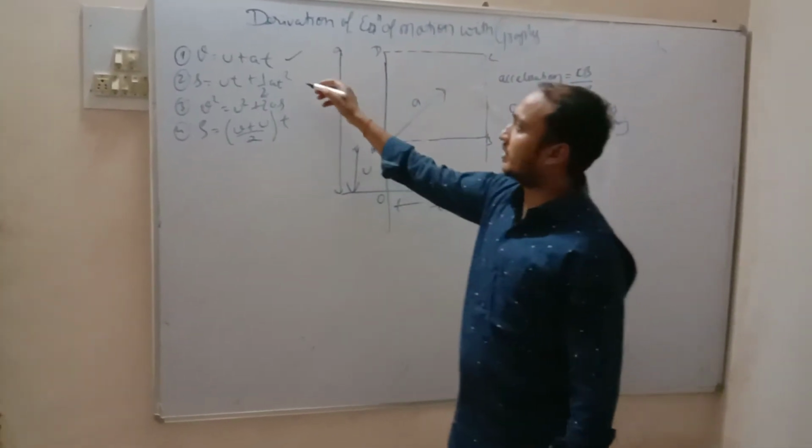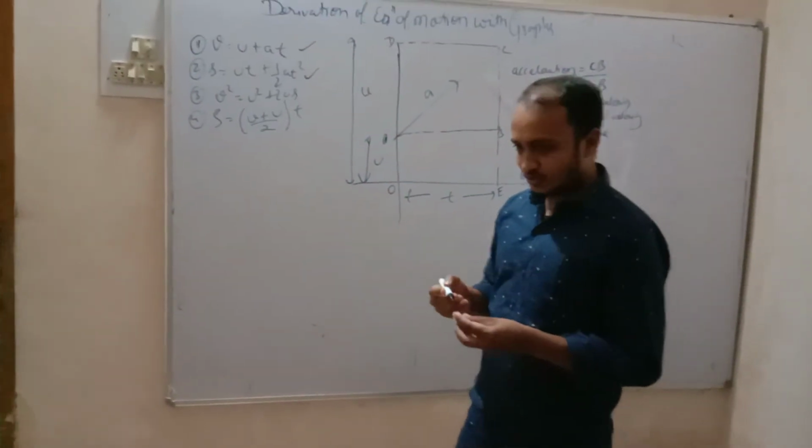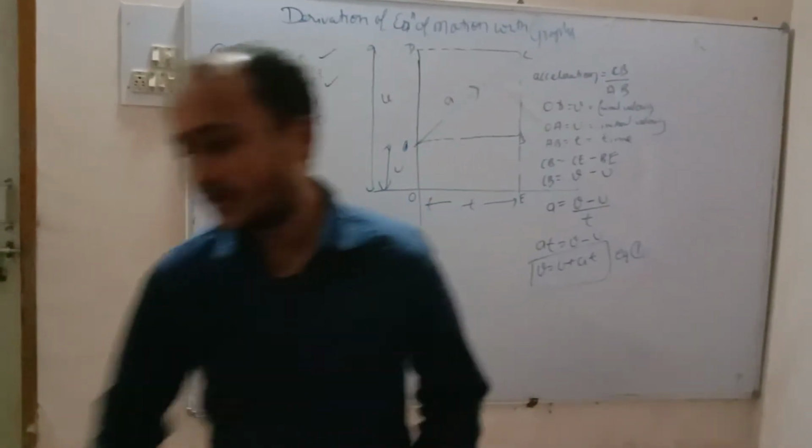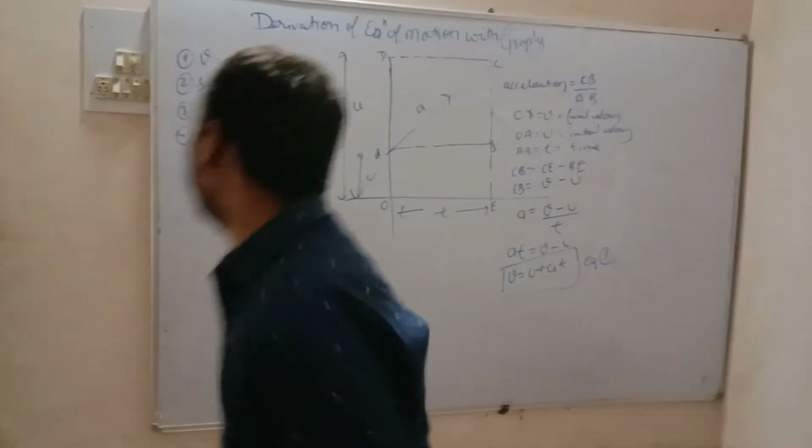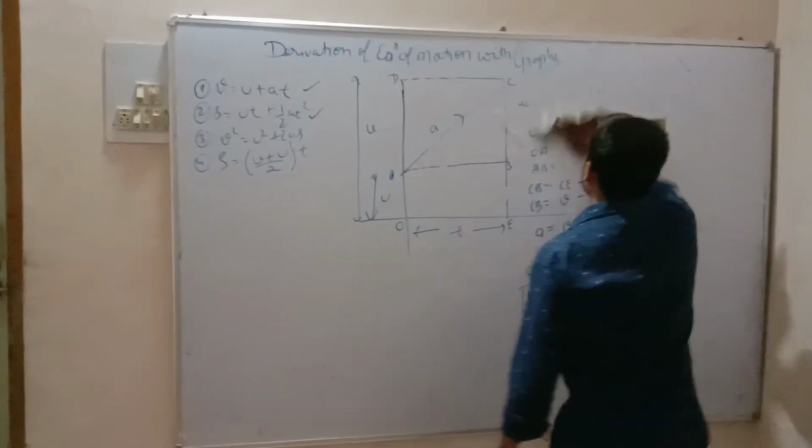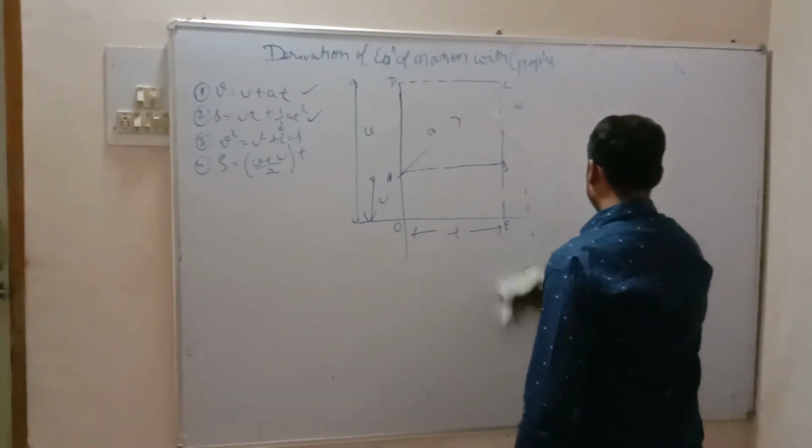Now friends, we are going to derive S equal to UT plus half AT square.